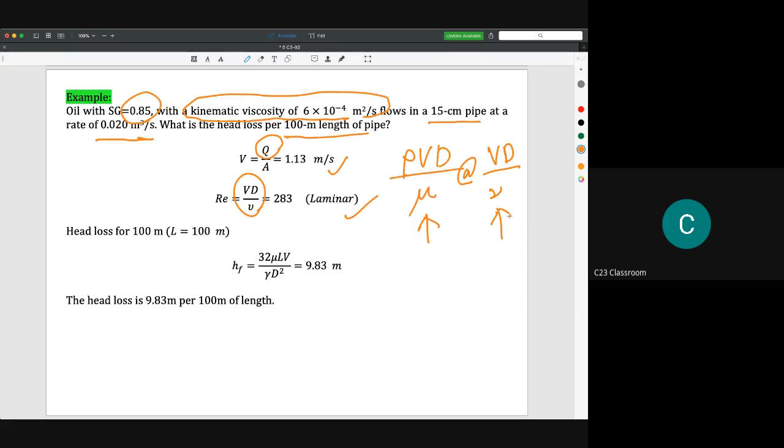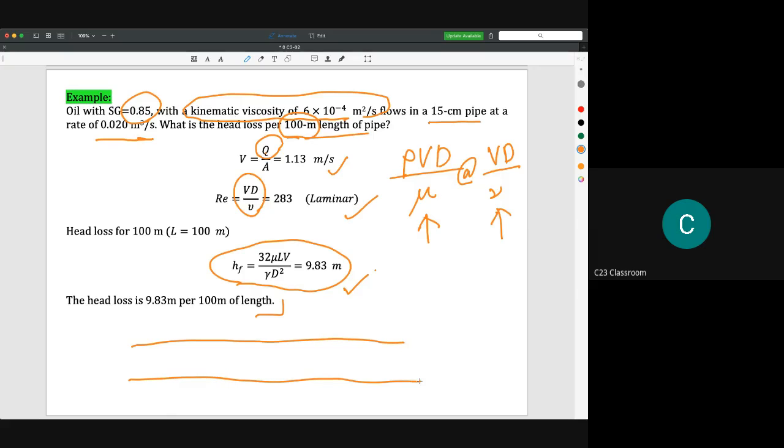So we use the equation for this one, and then because they need to calculate the head loss for 100 meters, we substitute the value of L with 100 meters, and we get 9.83 meters. Okay, so why is the question like this? Because in reality, engineers of pipe systems will use head loss per certain length of pipe.